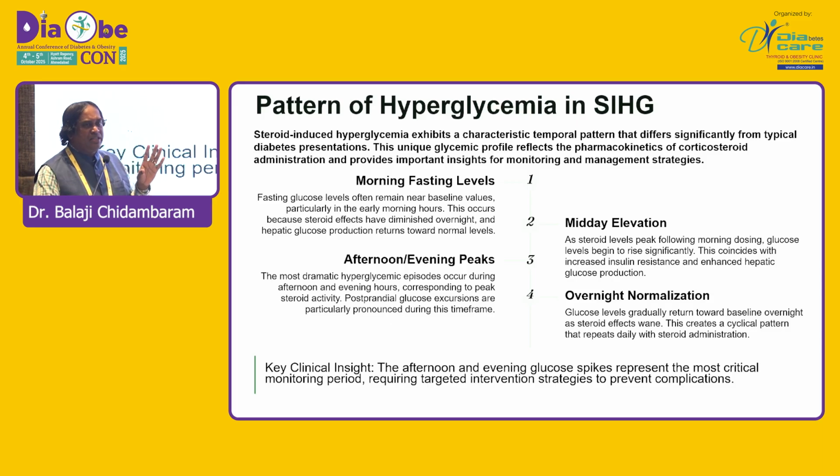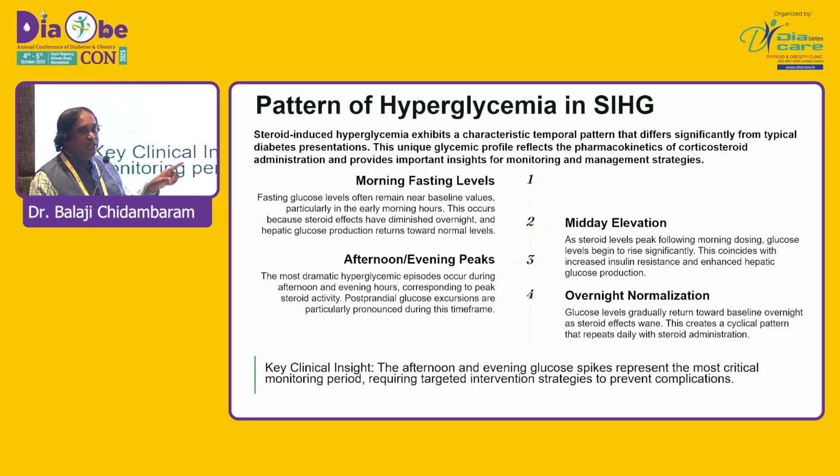So what happens in steroid-induced hyperglycemia? These are the patterns of hyperglycemia. First, the morning fasting levels. The fasting glucose levels remain near baseline values. This occurs because the steroid effects have diminished overnight, and hepatic glucose production returns to normal levels.